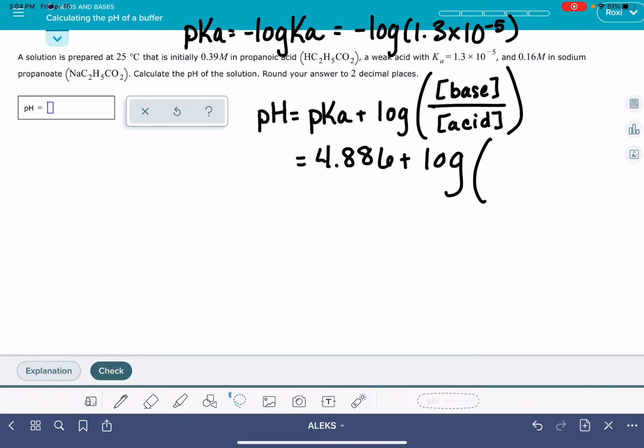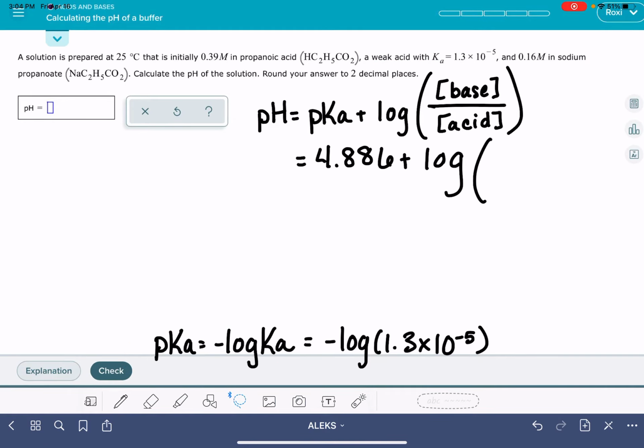And then we want to do the log of the concentration of the base over the concentration of the acid. Now, one of the tricky parts of this problem is you need to be able to identify, of the two components in the solution, which one is the base and which one is the acid. As a tip here, the acid, just by definition, has one more hydrogen than the base. This is because the acid is a proton donor, and so the acid is going to be losing one hydrogen to become the base, so this is based off of that acid-base theory.